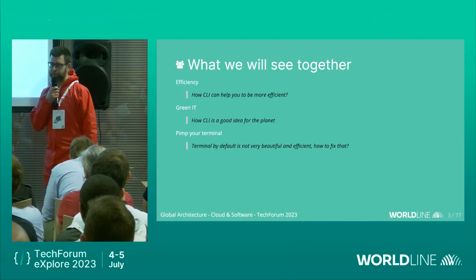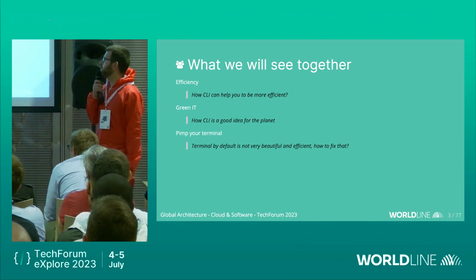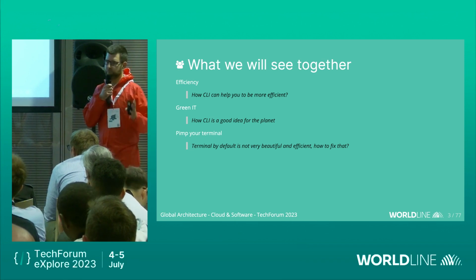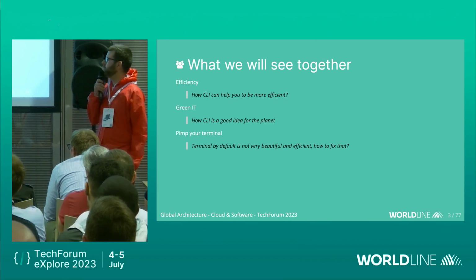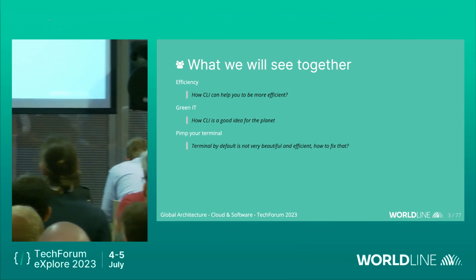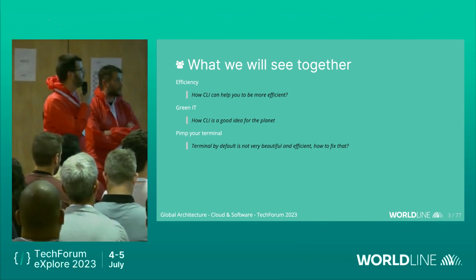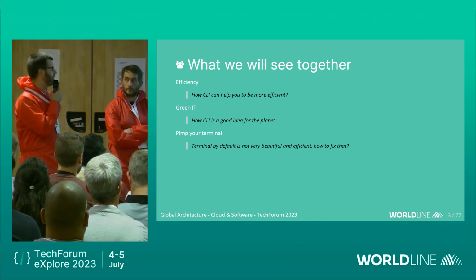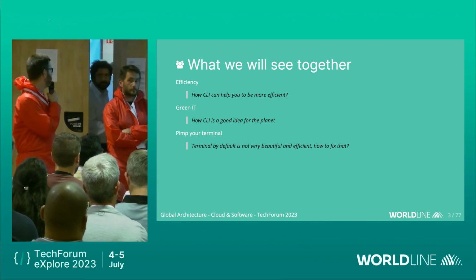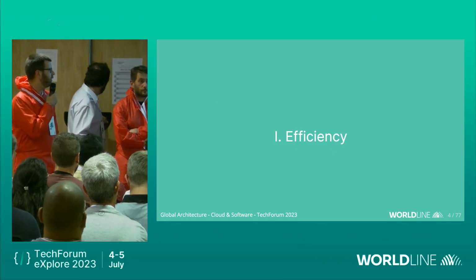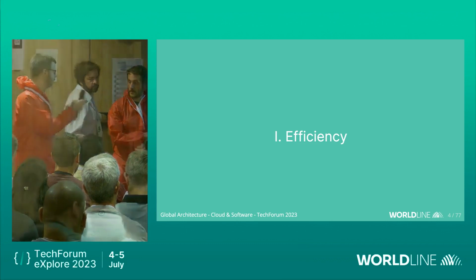So there are 3 parts in this session. The first one is about efficiency: how CLI, the command line interface, can help you to be more efficient. The second part is how CLI is a good idea for the planet, in order to reduce your carbon footprint. And how to pimp your terminal in order to have a good and beautiful terminal. So let's begin with efficiency with Philippe.